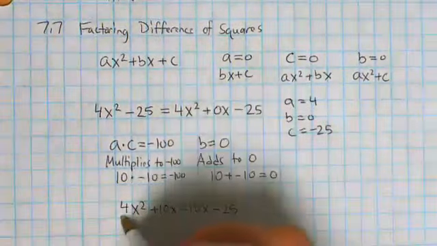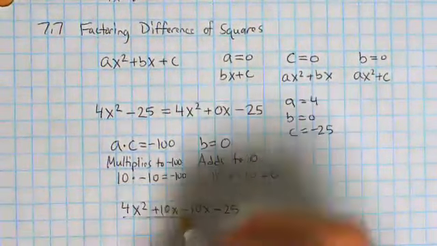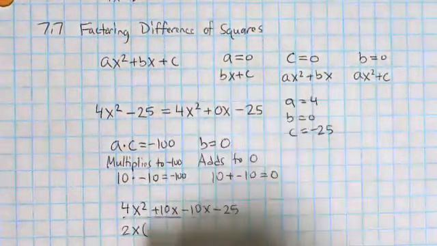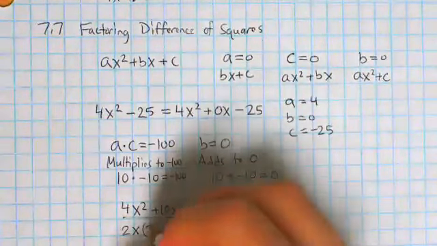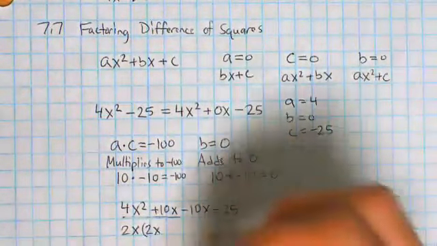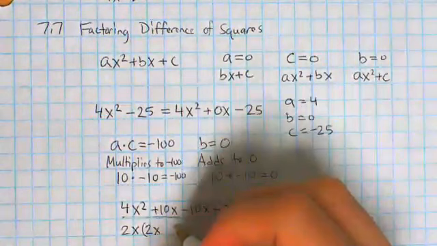So between our first two terms here, we can pull out 2x. When we pull a 2x out of 4x squared, we are left with 2x. 2x times 2x is 4x squared. And then when we pull the 2x out of 10x, we are left with 5.